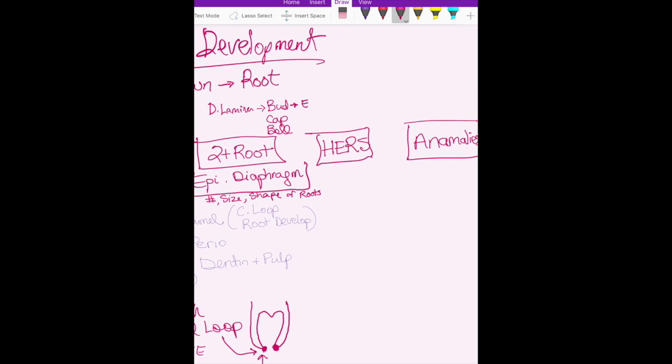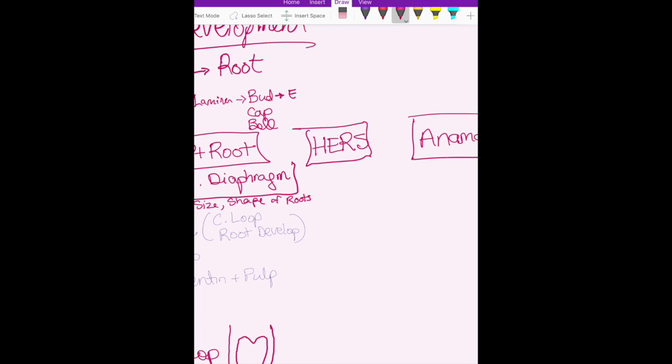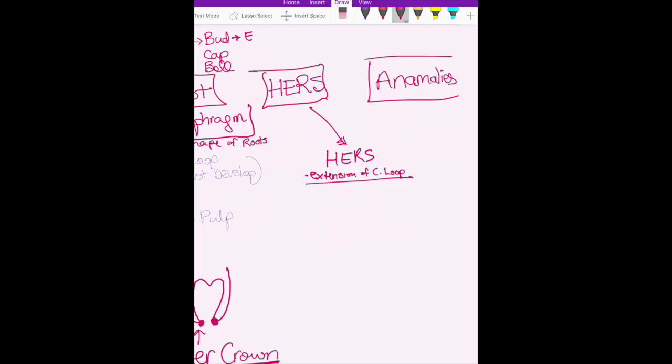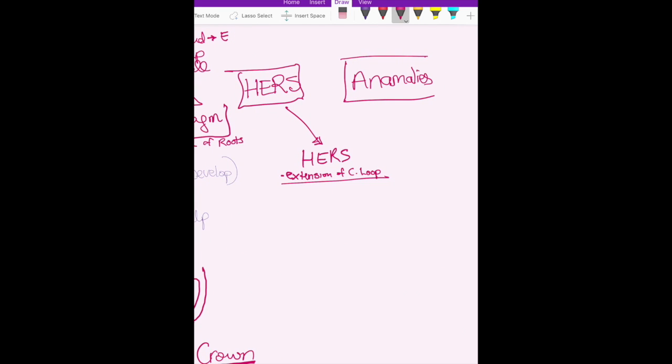If we talk about HERS, like we said, it was the extension of the cervical loop, and we will talk about what it is and how it forms. So you have proliferation of these outer and inner enamel epithelial cells happening on both sides, and then they go into a bend, and after that they stop, and on both sides you have this bend of the epithelial diaphragm and then the lateral component.